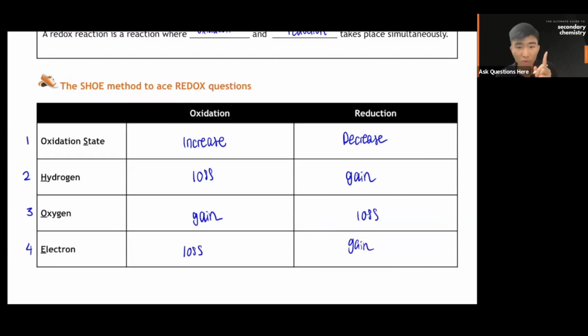Okay? So you must see the correlation. Oxidation state and oxygen are the same. When there is an increase, it is oxidation. When there is a decrease, it is reduction. But I do not say there's a gain in oxidation state, and I don't say that there's a loss in oxidation state. I say increase and decrease, okay? So these are the keywords you must use in your answers. And for hydrogen and electron, they are the same. So loss of electron and loss of hydrogen is oxidation and gain is reduction.